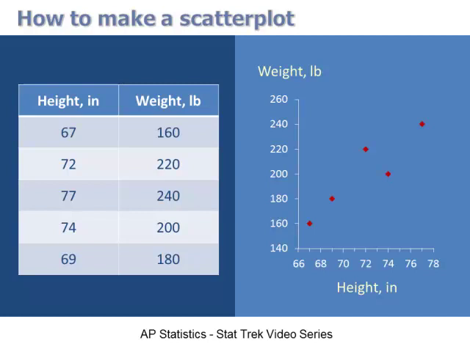Note that every player in the table is represented by a dot on the scatter plot. And note that there seems to be a pattern. From the scatter plot, it looks like taller players tend to be heavier. One of the advantages of a scatter plot over a table is that it is easier to see patterns in data with a scatter plot.